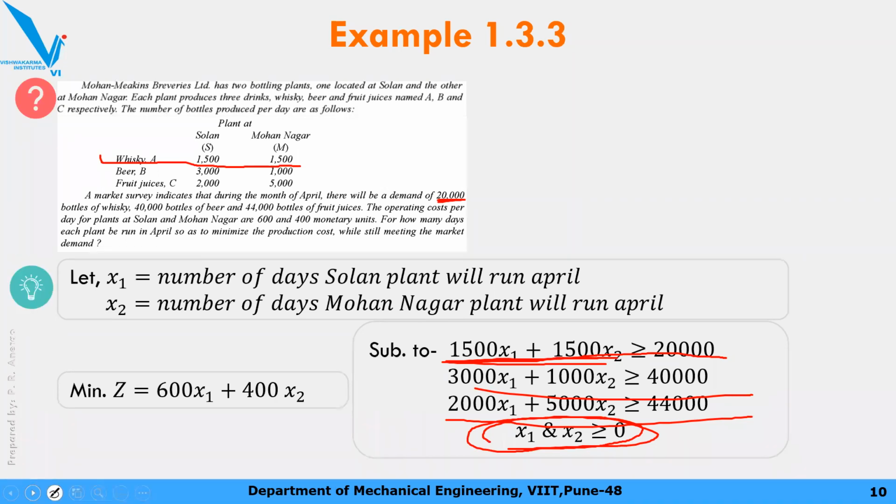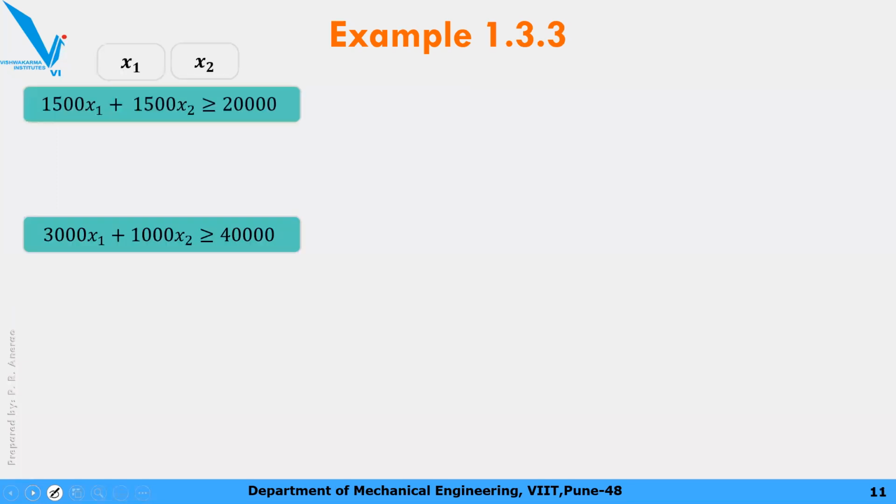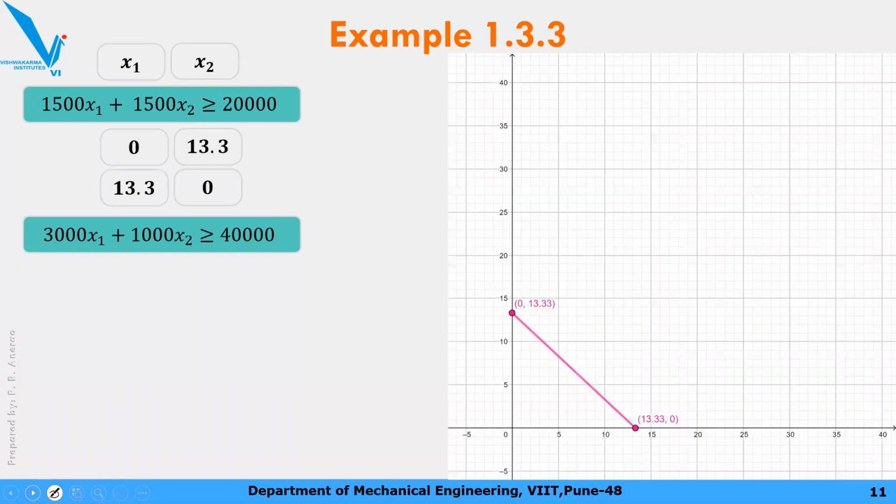So let's work on this. Now the next part will be easy for you. First constraint, second. Based on that, you will put x1 equal to 0, you will get x2 13.3. Put x2 0, you will get x1 13.3. Then you will plot a graph for that constraint. You have drawn the line. This line represents constraint number 1. It should be greater than or equal to, so above this your feasible region will be.